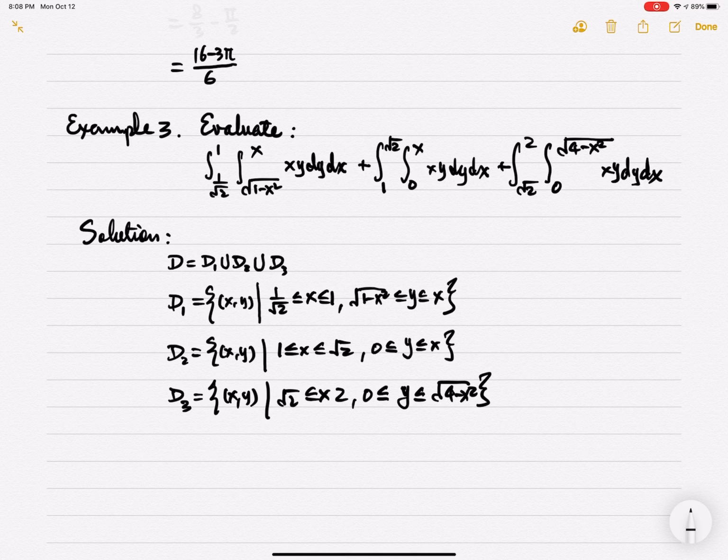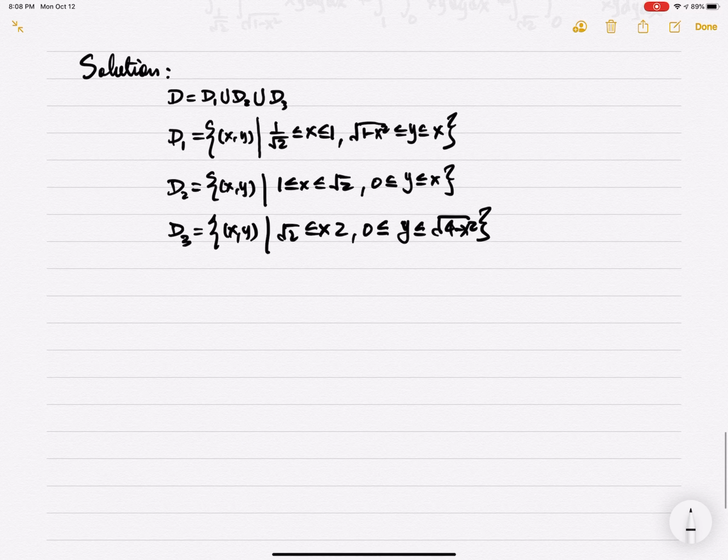Okay, now if we draw the picture of it, let's see what this looks like in the rectangular coordinate system. First, we have y equal to x. First of all, let's look at y equal to x as this line.